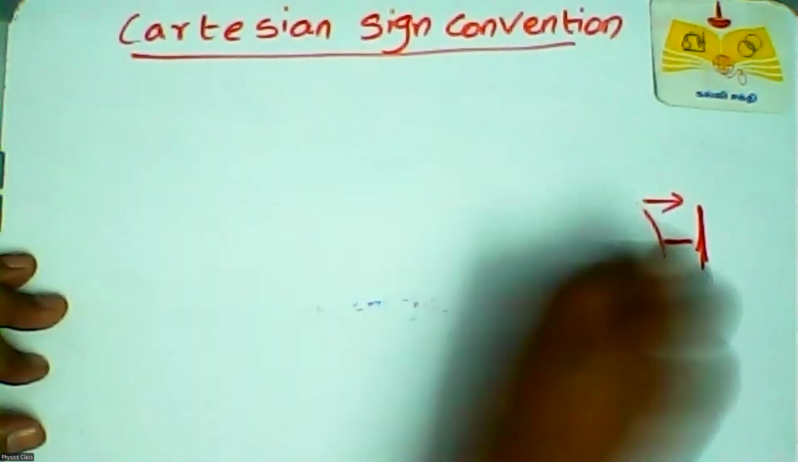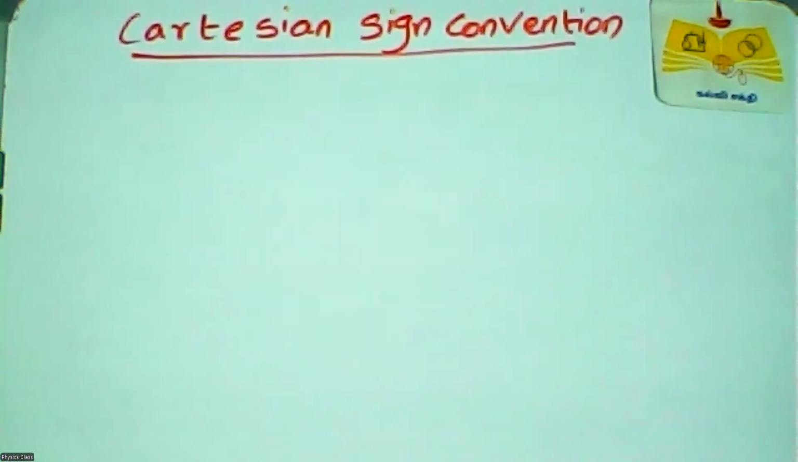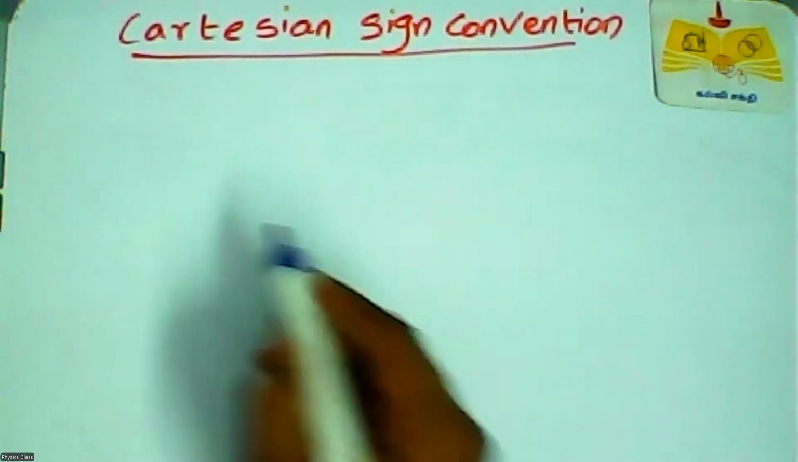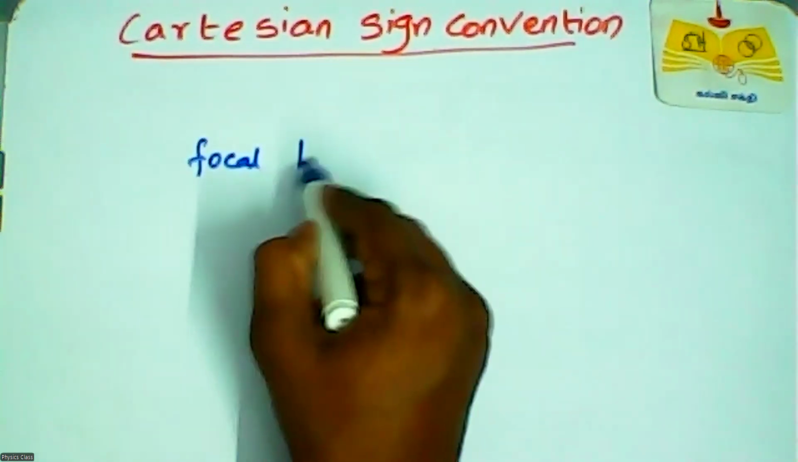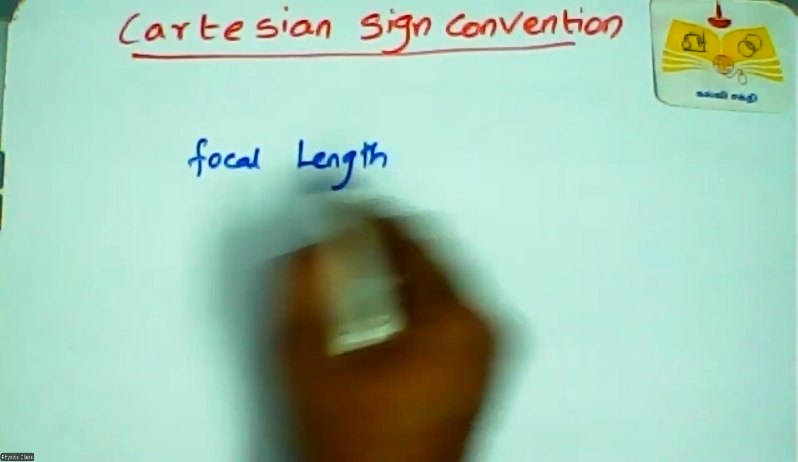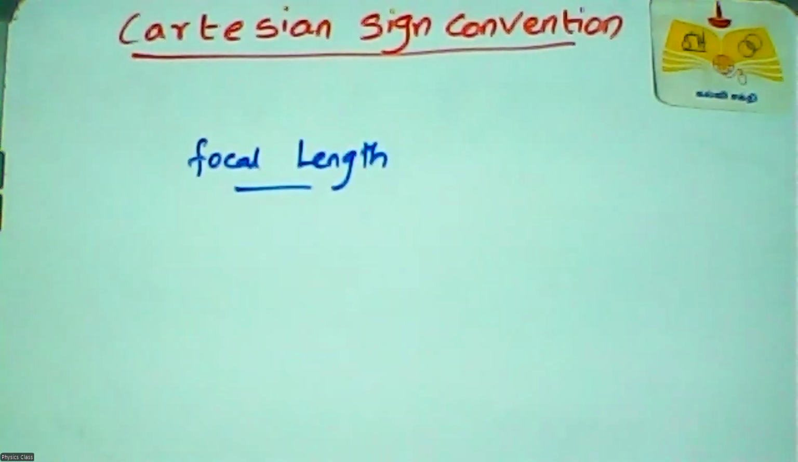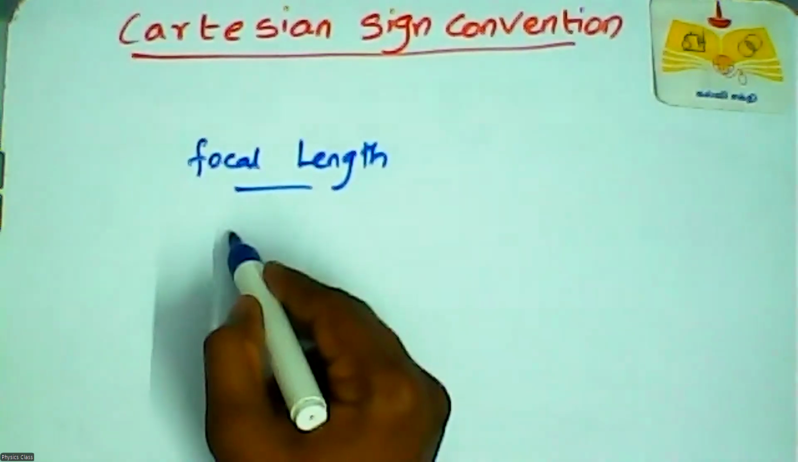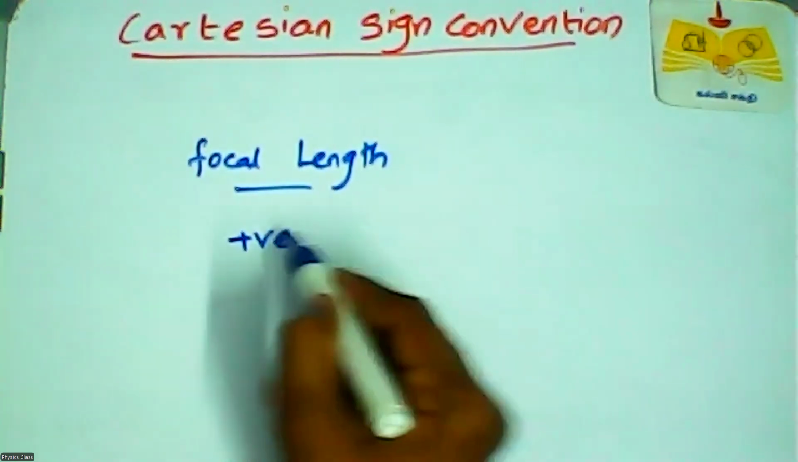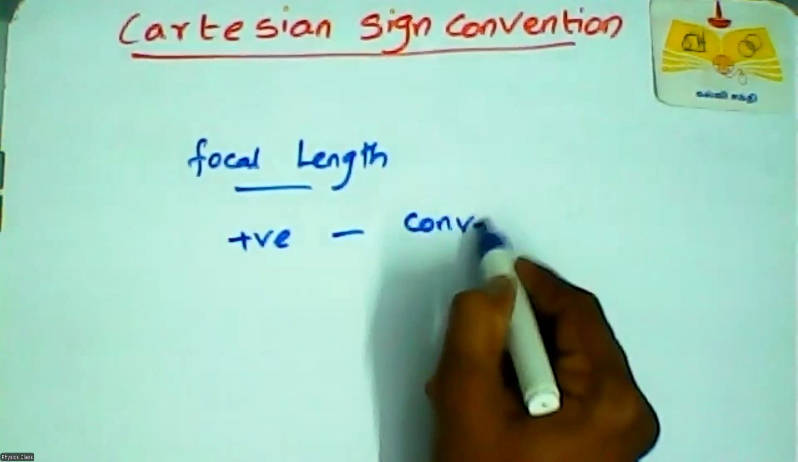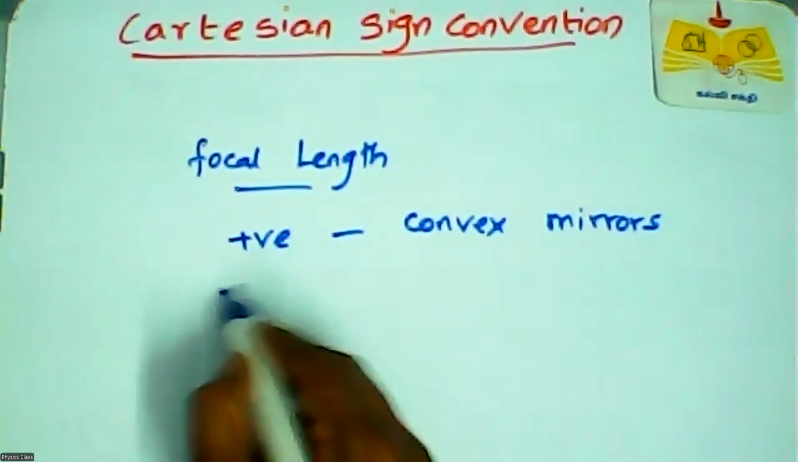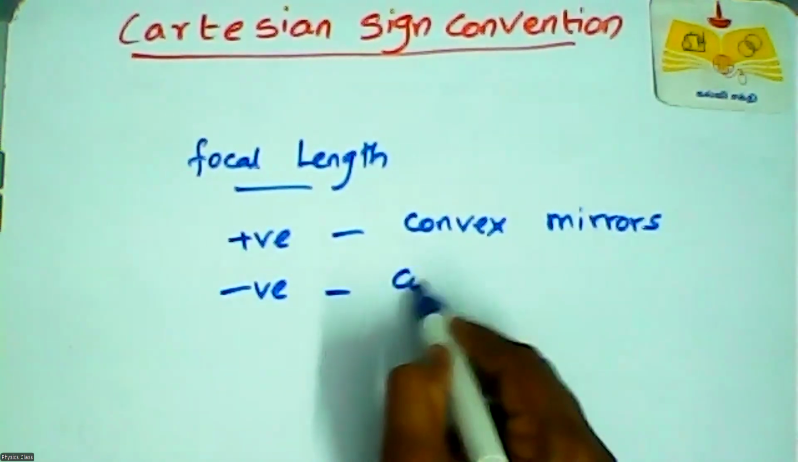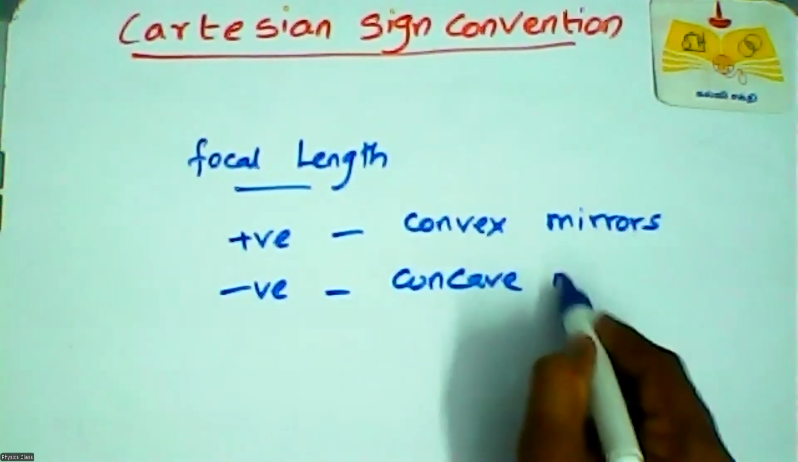Okay, then next, focal length. Already we know that we have two types of spherical mirror, one is concave and another one is convex. Focal length, already you know, is the distance between the principal focus and the pole. Focal length is positive for convex mirrors and negative for concave mirrors.